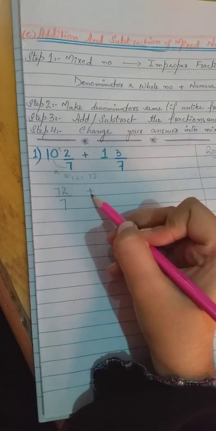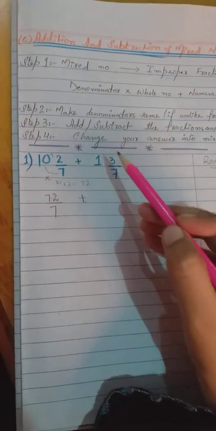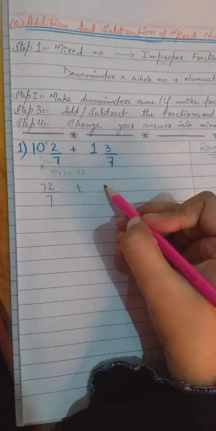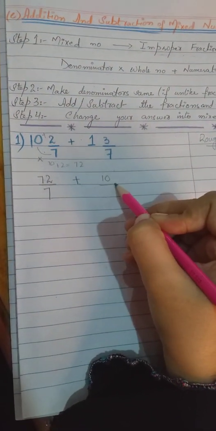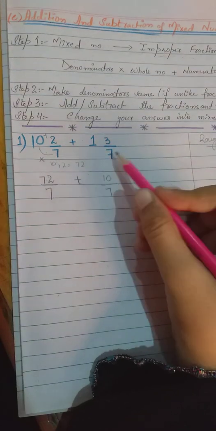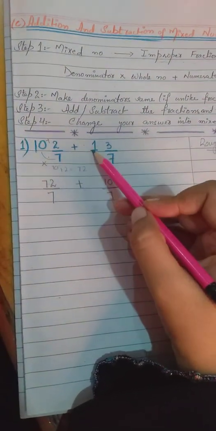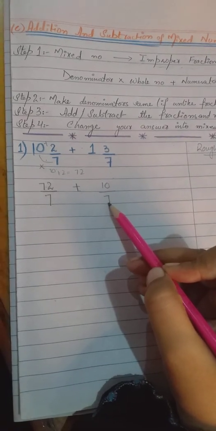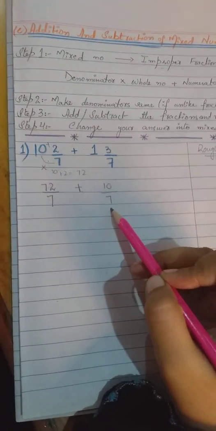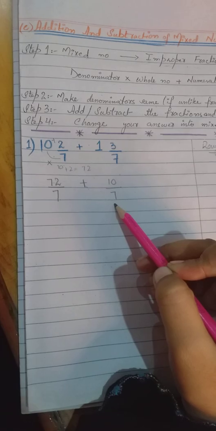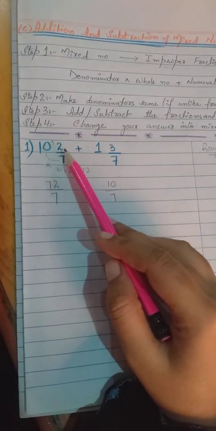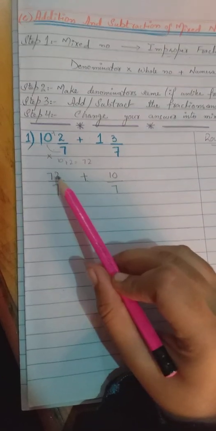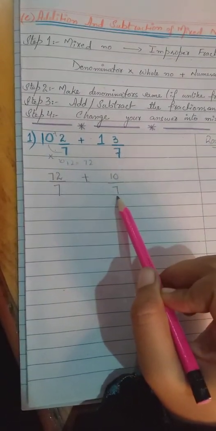Now plus, here 7 multiplied by 1 is equal to 7, and 7 plus 3 is equal to 10. So here 10 will be the numerator and the denominator will be the same, that is 7. So 1 whole 3 upon 7, this mixed number, is converted into the improper fraction 10 upon 7. Now we have converted both the mixed numbers into improper fractions, that is 72 upon 7 plus 10 upon 7.